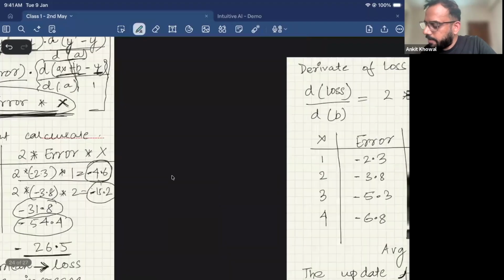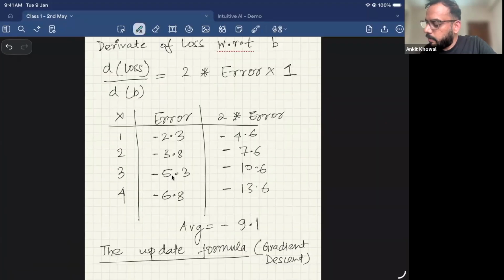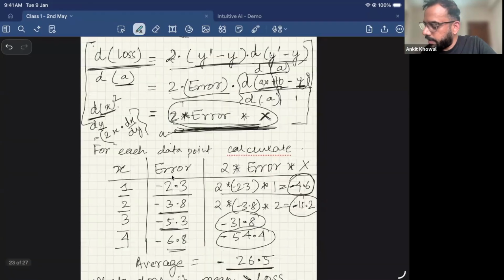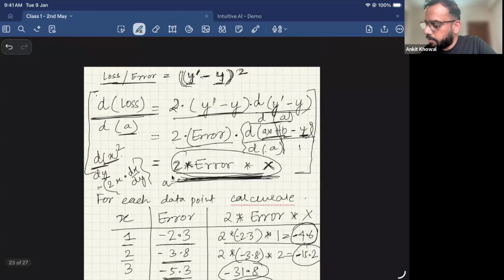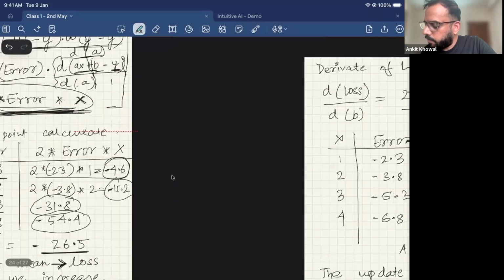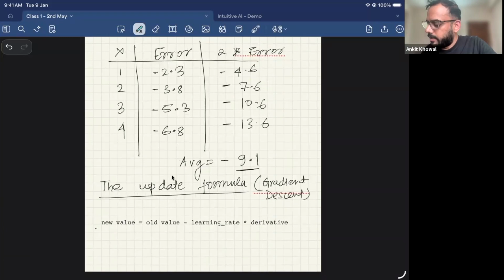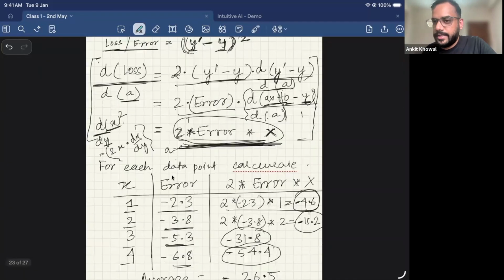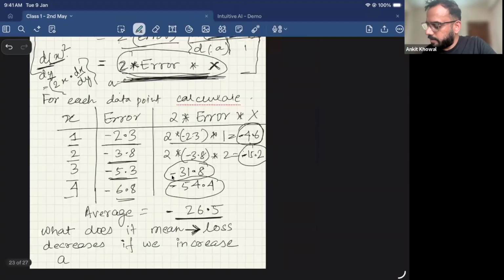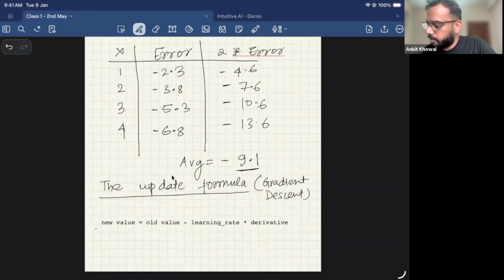Similarly, when we calculate the derivative of loss with respect to B, we see what the impact of B on the loss is. So we calculate that. Similarly to how we calculated the impact of loss on variable A, we'll calculate the impact of loss on variable B. We see that the average is 9.1. Okay, this is math. Again, just reiterating, don't worry about this math. It is just there so that you have complete clarity.